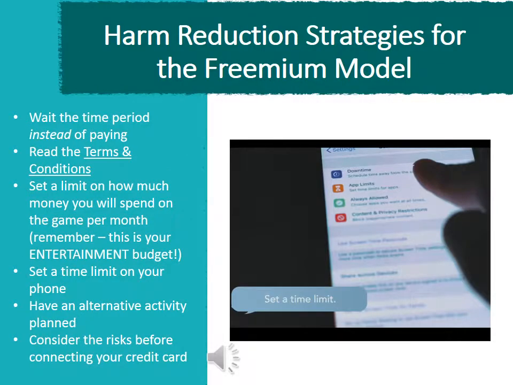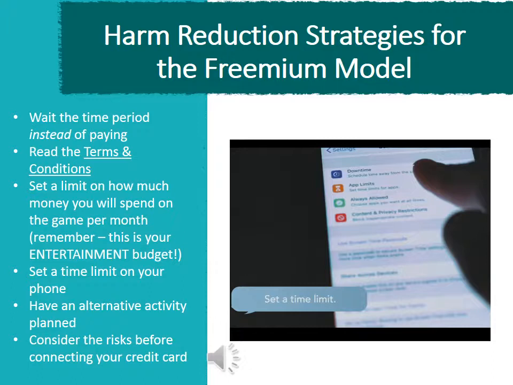So what are some harm reduction strategies for the freemium model? First would be waiting the time period instead of paying in games like Candy Crush or Clash of Clans. Next would be to read the terms and conditions of the games you're playing. Set a limit on how much money you will spend on the game per month. And remember, this is part of your entertainment budget.